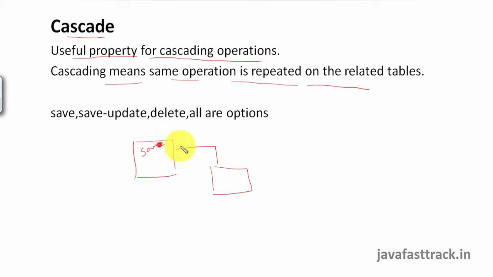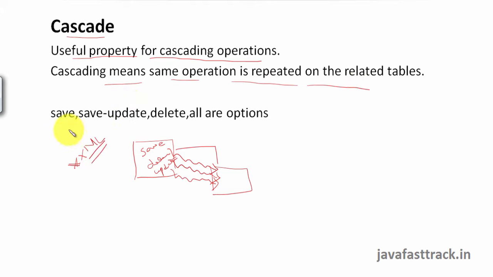So when I do a save operation, if there is an associated data to be saved, that will be automatically saved. That is called as cascading. Whenever I delete some data in the parent table, if there is an associated table data to be deleted, that will be automatically deleted. Whenever I do some update operation on the parent table, if there is some associated data to be updated, that will be automatically updated. That is called as cascading. So same operation is repeated on the related table.